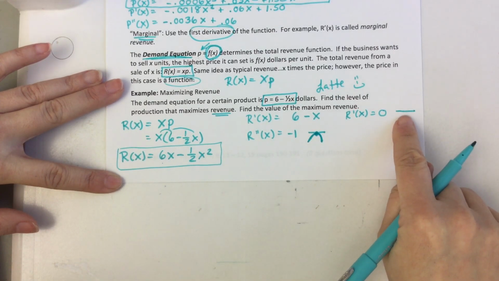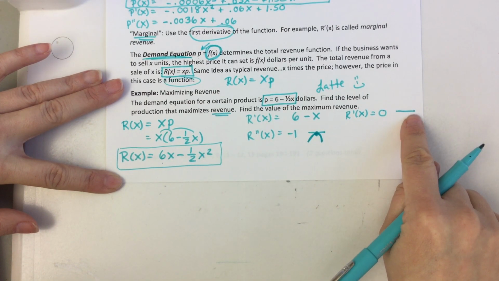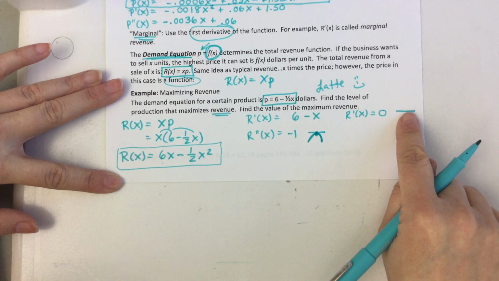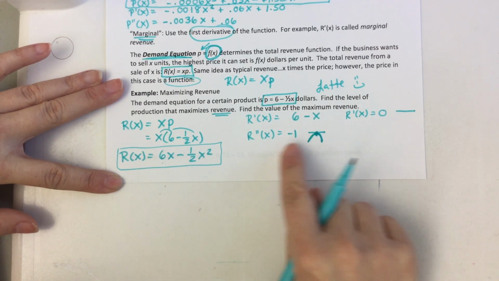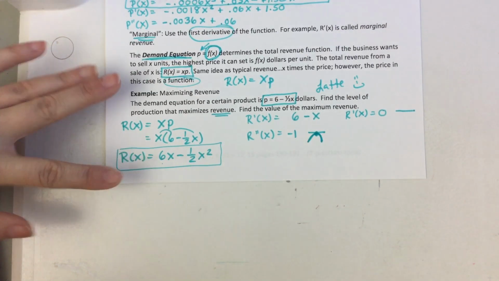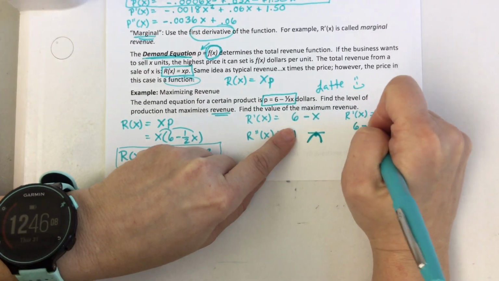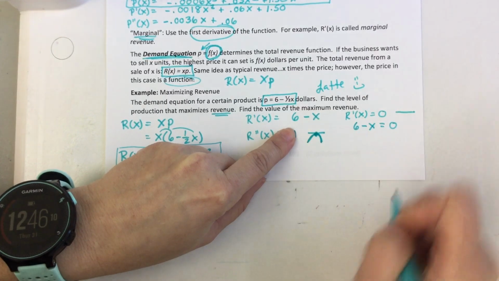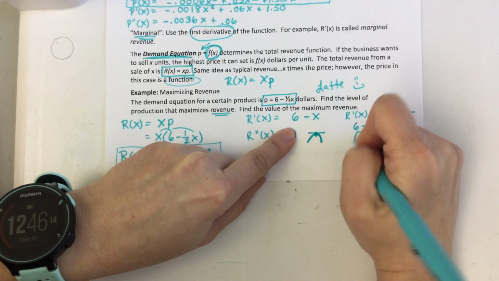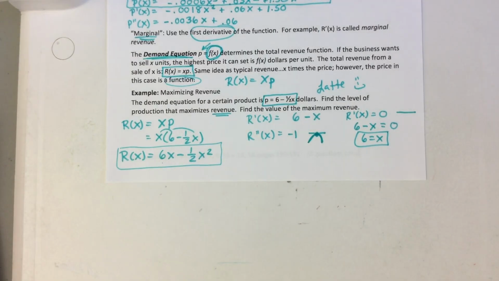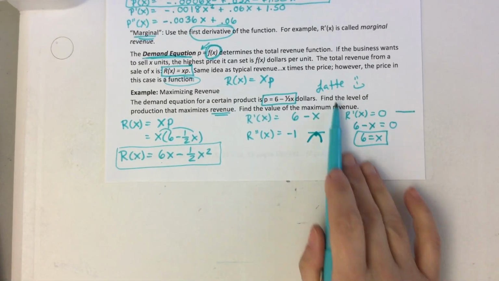You want your slope to equal a horizontal line. You want it to be 0. Whatever I get here is automatically going to be a maximum because this is a constant concave down function. Okay, let's go ahead. 6 minus x equals 0. If I add the x over, 6 equals x. So if I want to maximize revenue, I need to sell 6 lattes.